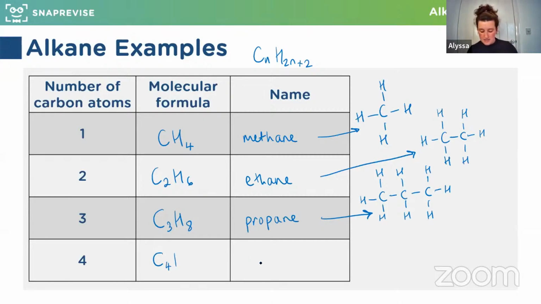C4H10, and that is our butane. Mice eat peanut butter, B. So "but" for our naming. And again, all singly bonded carbons, because it's an alkane, so they need to all be singly bonded. And then we fill in all of the gaps so that each of our carbons has 4 bonds. So we fill in all of the gaps with hydrogens.